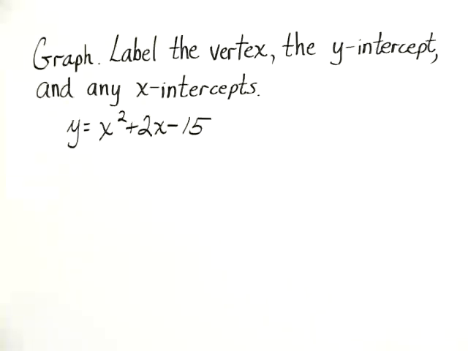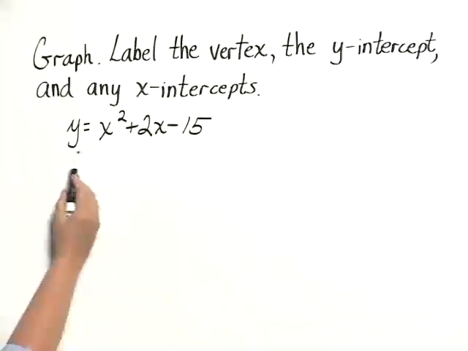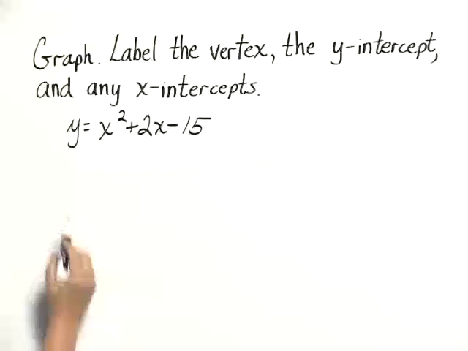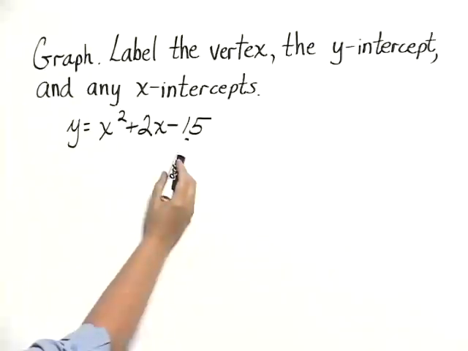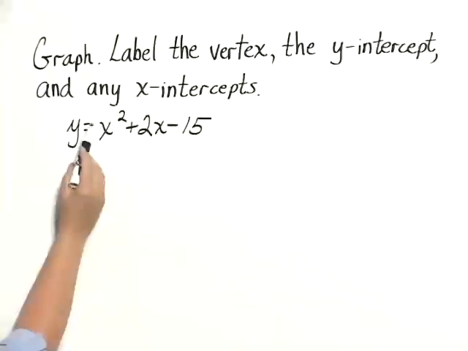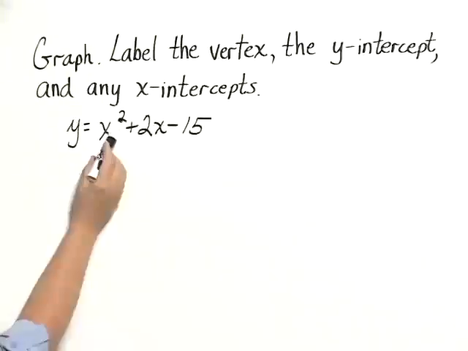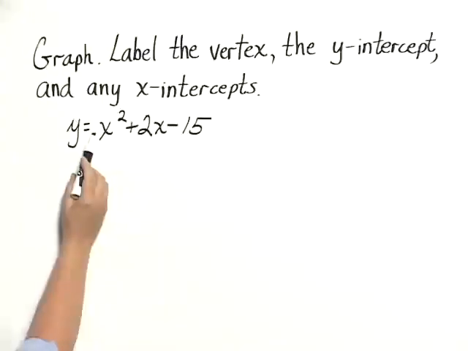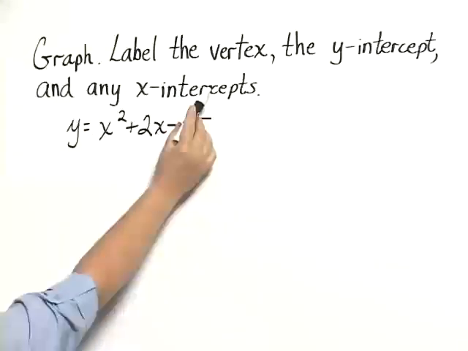Graph. Label the vertex, the y-intercept, and any x-intercepts. The equation is y equals x squared plus 2x minus 15. We have a quadratic equation, so the graph is going to be a parabola. The coefficient of the x squared term is positive, so it will open up. We start by finding the vertex.